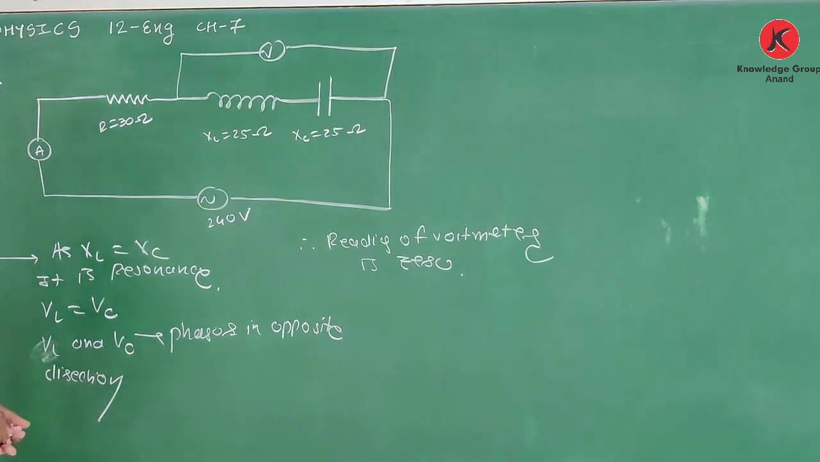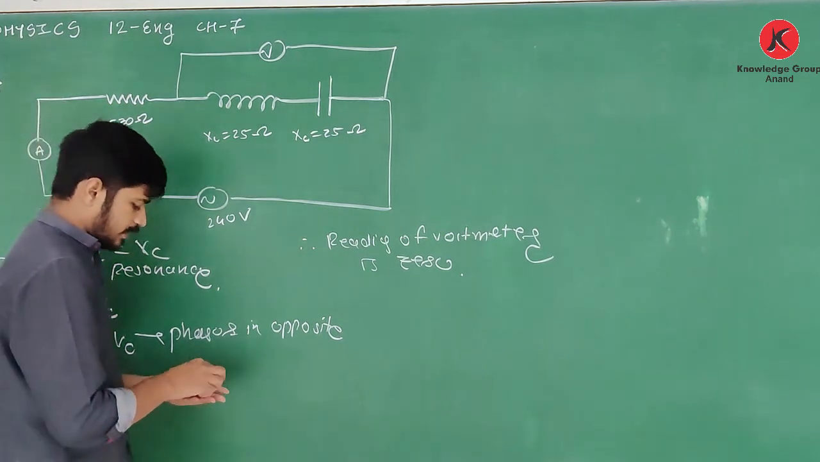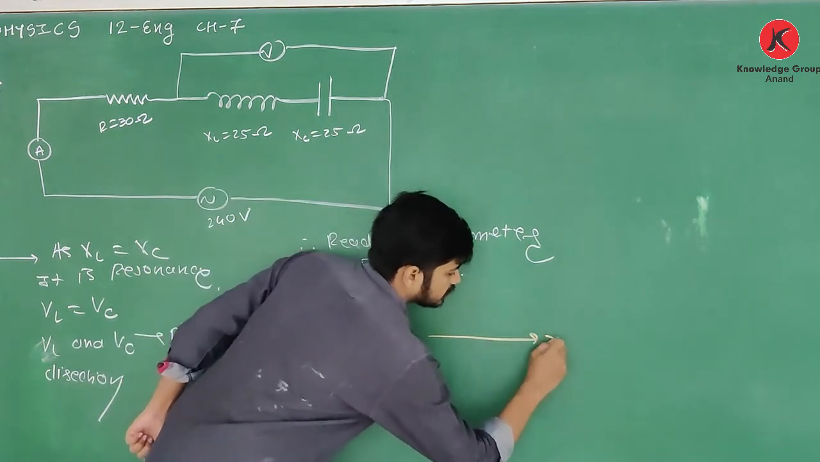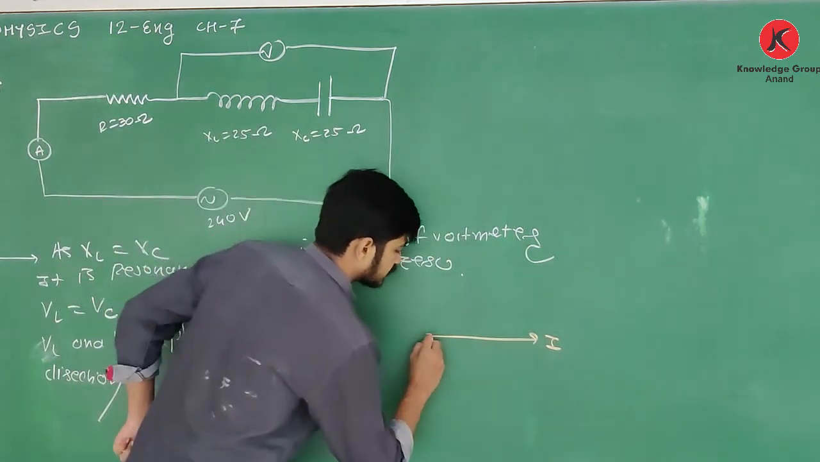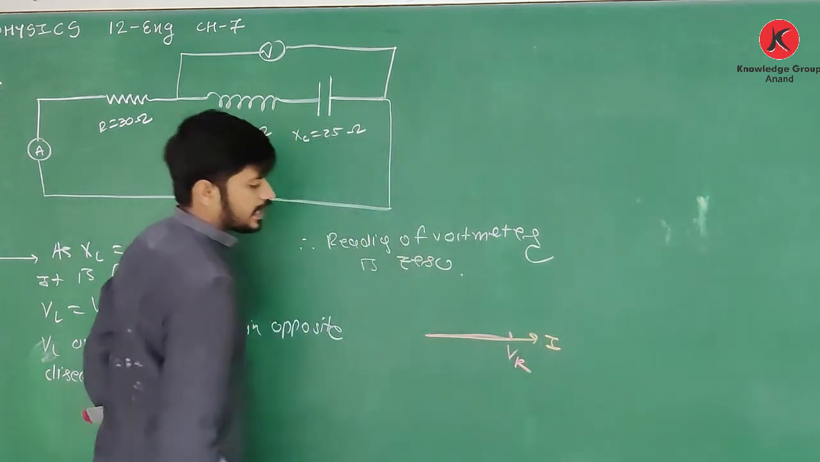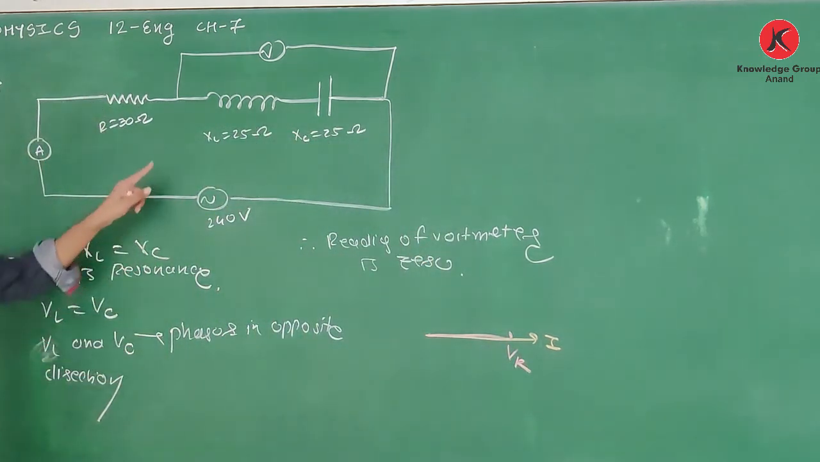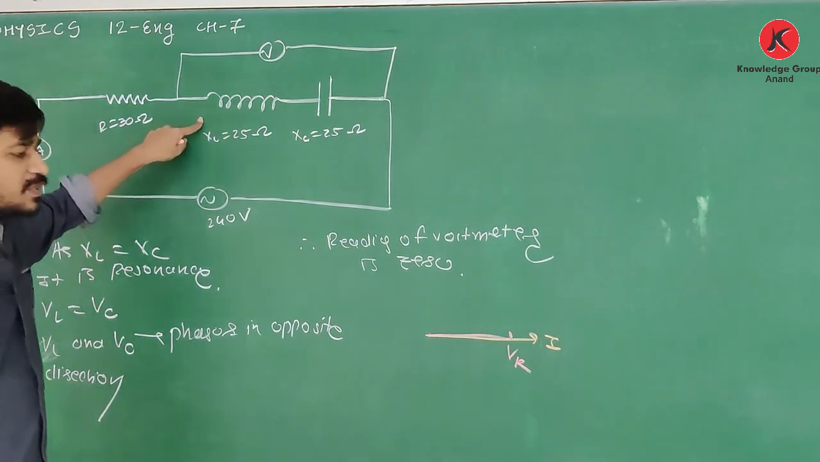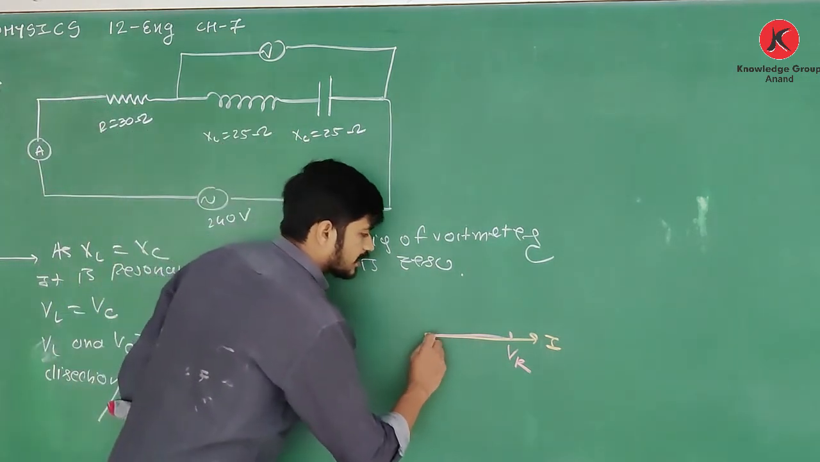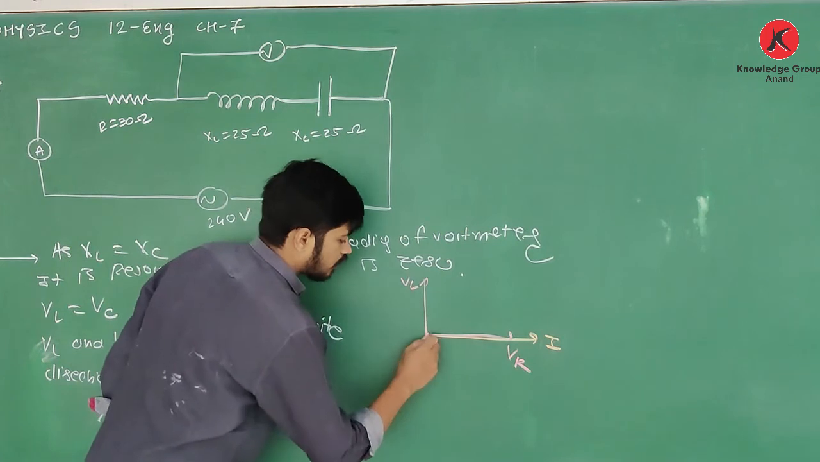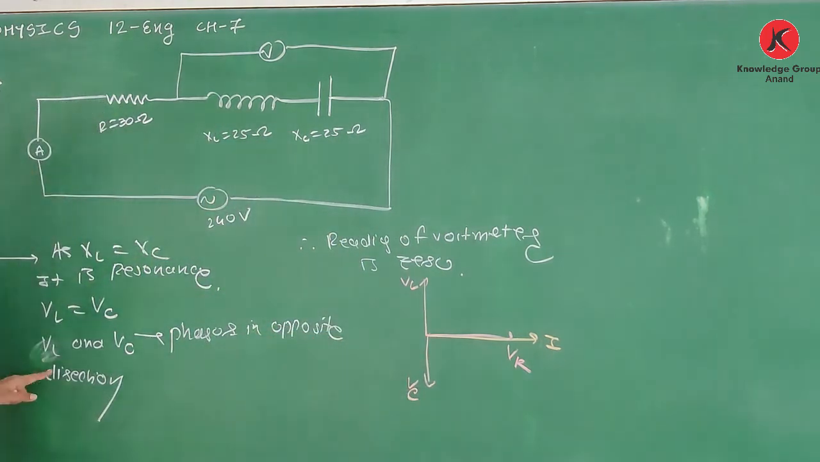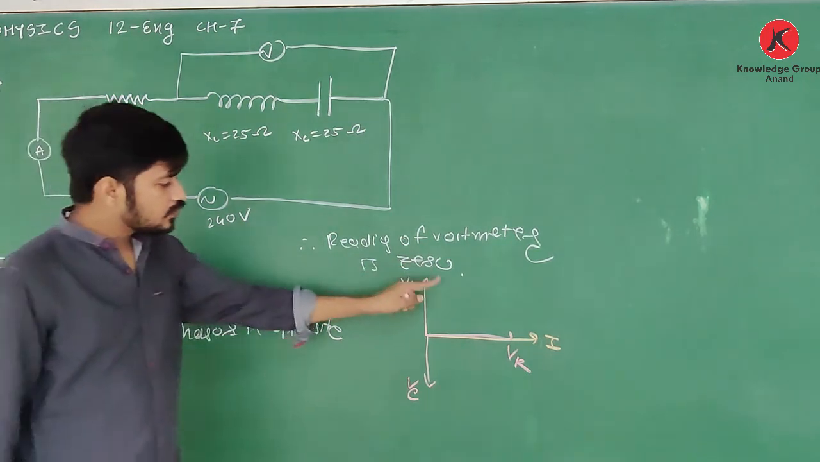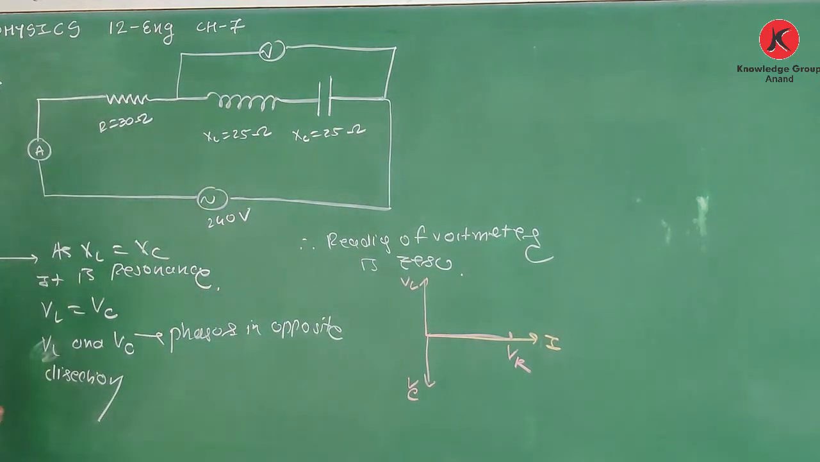But if we draw the phasor diagram, in case of series connection current is same. The phasor of resistor is obviously in this direction. In case of inductor, current lags behind voltage by phase pi by 2, so this is VL. So obviously VC will be in the downward direction. See, VL and VC are in opposite directions. So the resultant will be 0. So the reading of the voltmeter is 0.